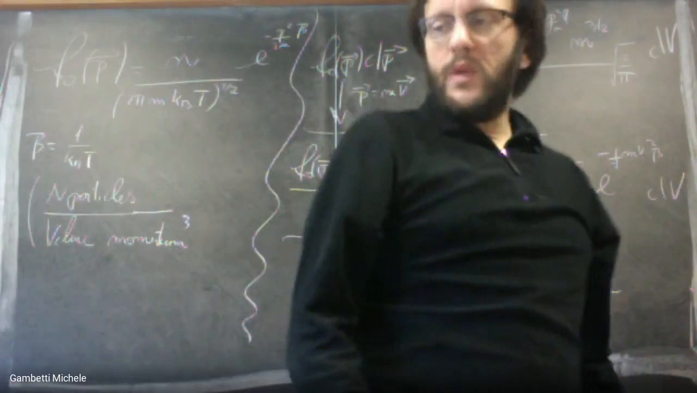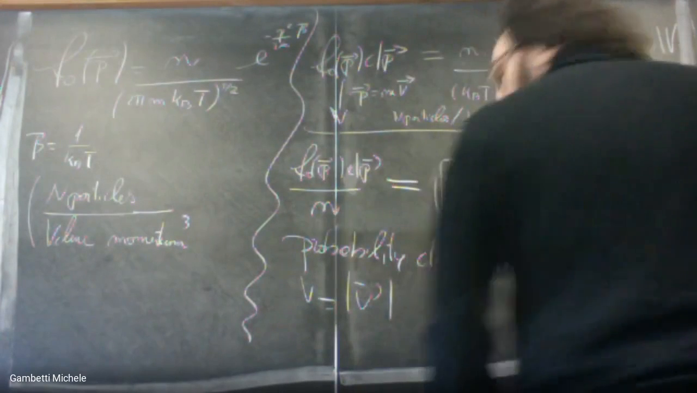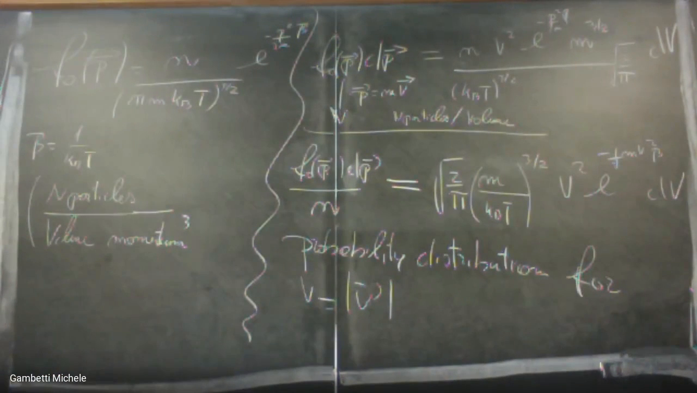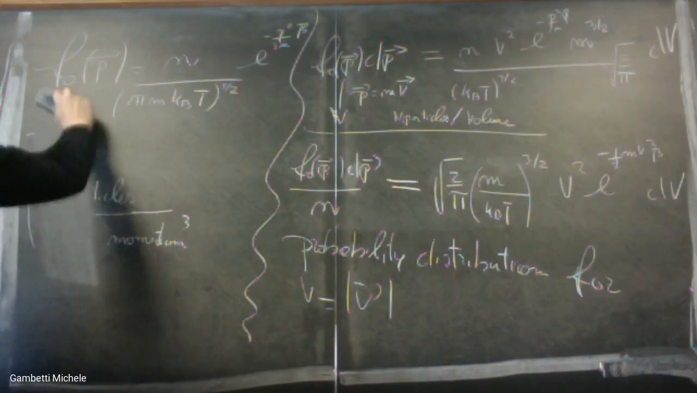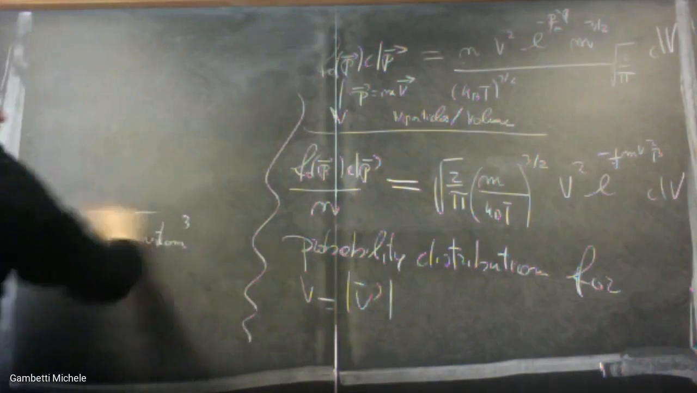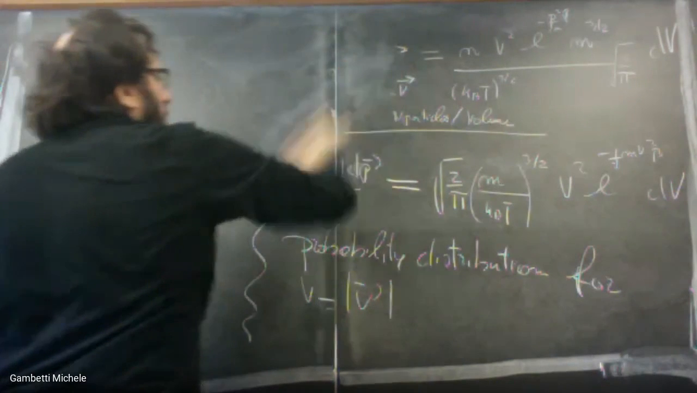So this is the probability distribution, then, that we will use, for instance, to compute what is the average velocity and the most probable velocity if I have a gas with a certain temperature. Of course, I'm talking here about classical particles.